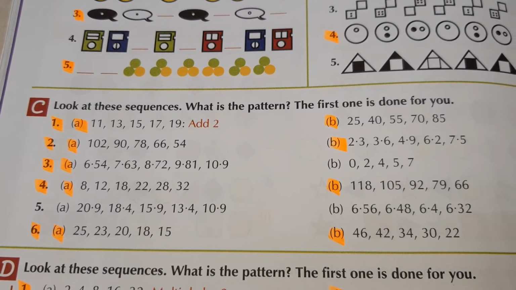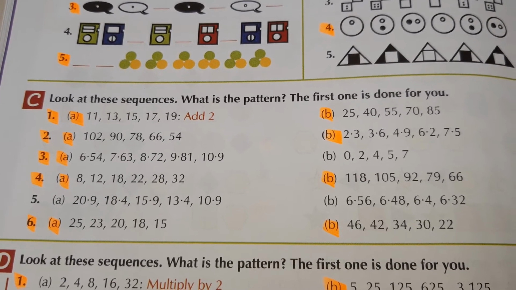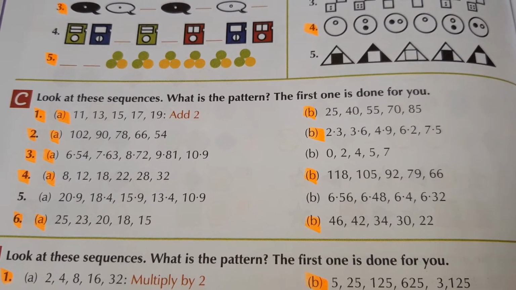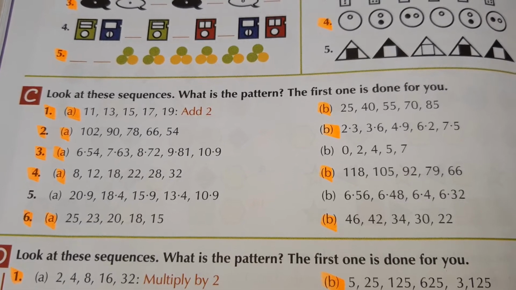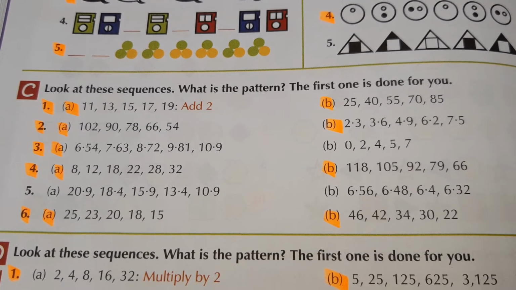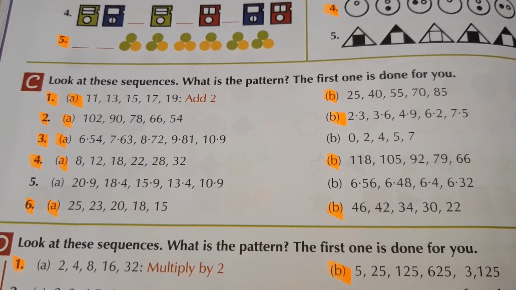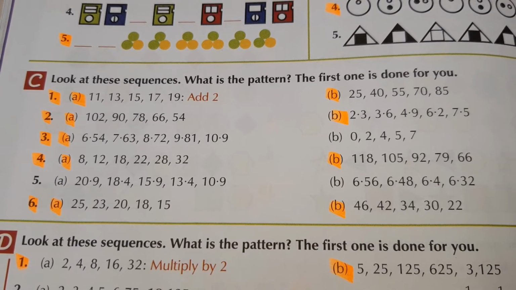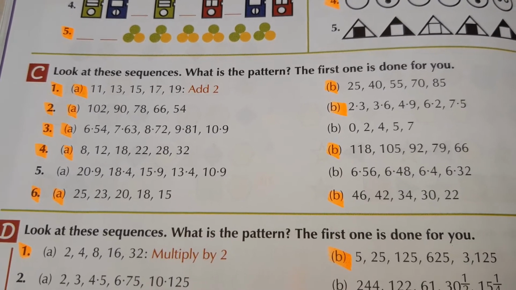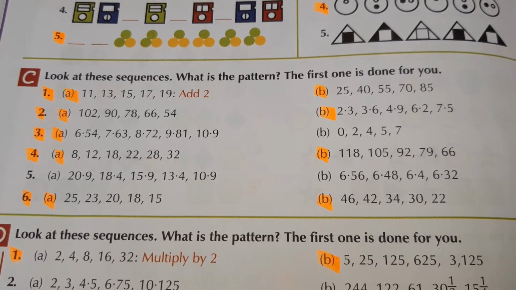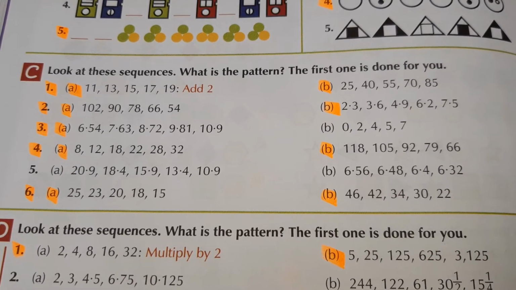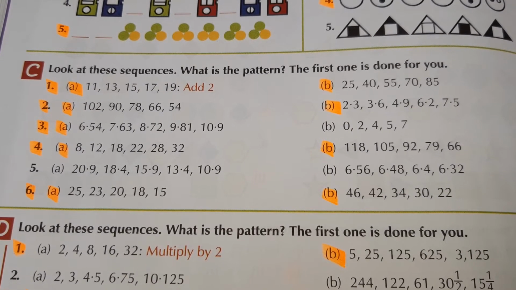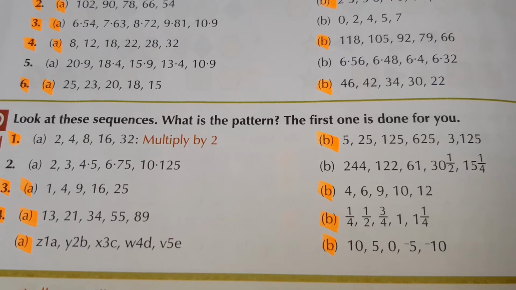So part C there, the sequence, the pattern, the first one's done for you. So B, you were adding 15. 2A, you're subtracting 12. B, adding 1.3. 3A, adding 1.09. 4A, adding 4, then add 6. B, subtract 13. 6A, subtract 2, then 3. And 6B, subtract 4, then 8.